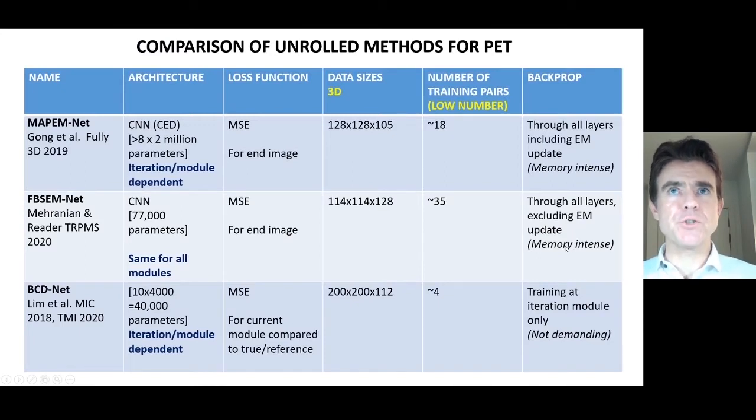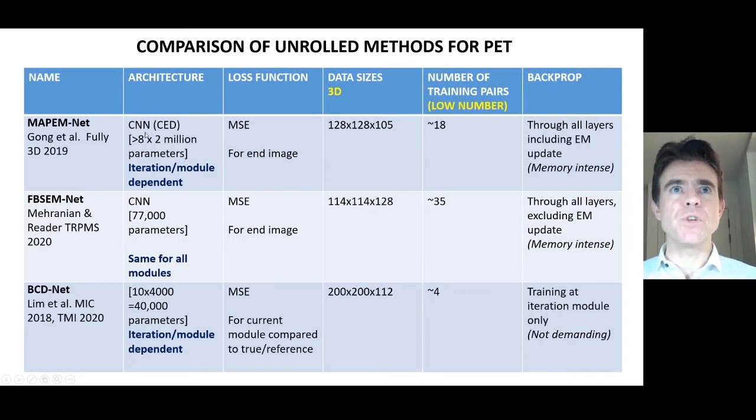So here is a comparison of the various unrolled methods for PET reconstruction. On the top row here, I've got the method of Gong et al., which used a denoiser that in fact was module dependent, so it did have that superscript N in the mapping F.